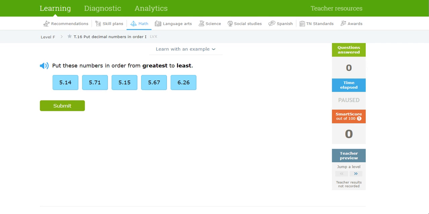Hi, this is Emery, and I just wanted to show you how to do this activity on putting decimals in order. This is something I've just noticed a lot of students have trouble with, so I want to take a moment to show you what they're asking for and how you can be successful in this exercise. So first of all, it says put these numbers in order from greatest to least.